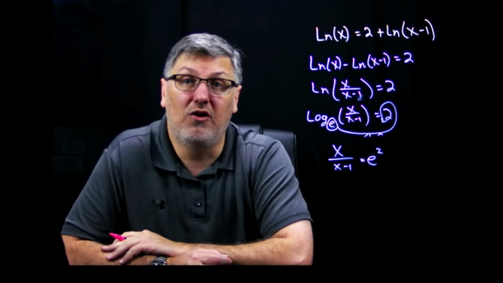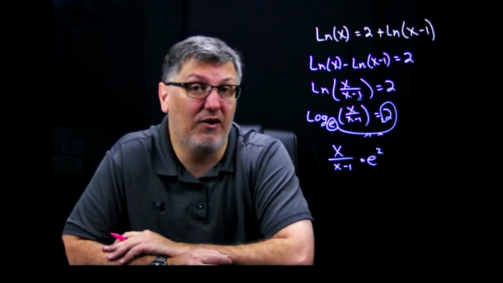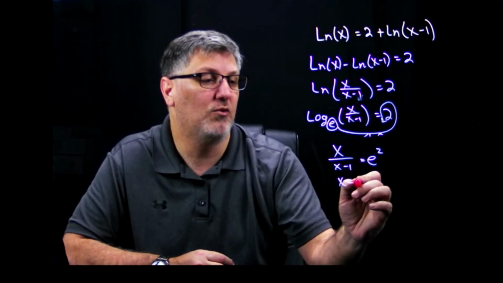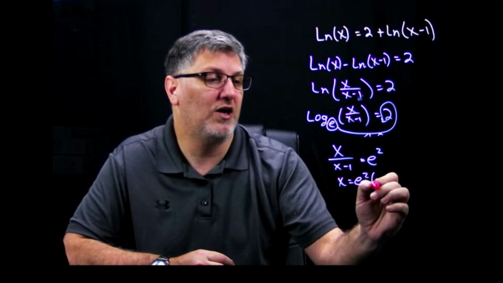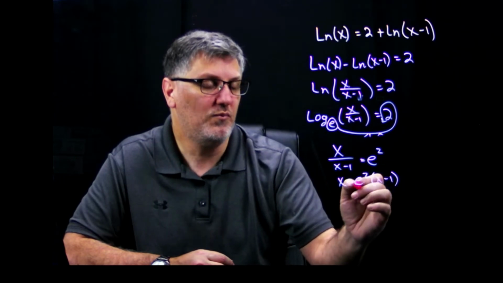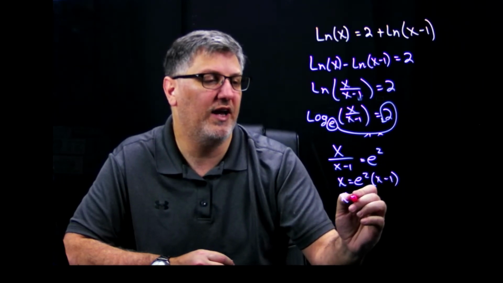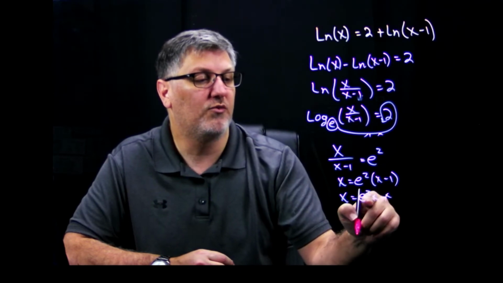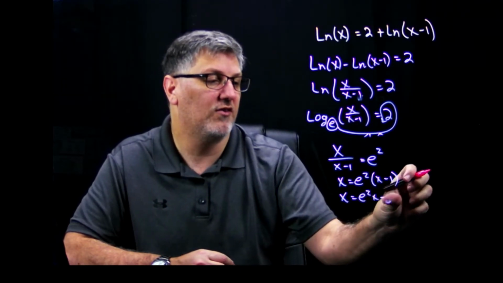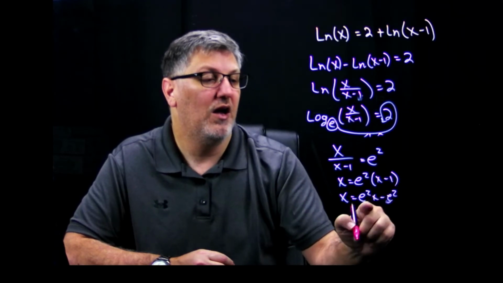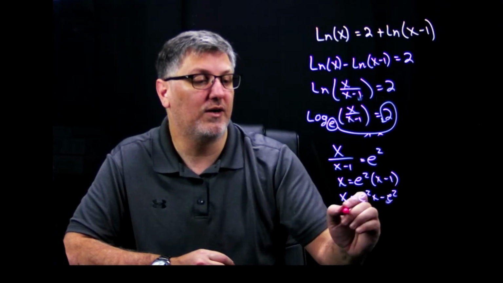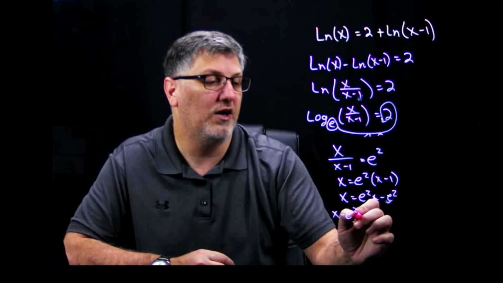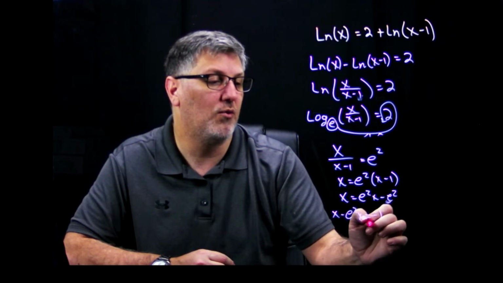And now we just need to solve. Well, it's just algebra, not terribly bad. I'm going to multiply both sides by x minus 1, and I've got x equals e squared times x minus 1. I'm going to distribute my e squared. I've got x equals e squared x minus e squared. I'm going to go ahead and subtract this and bring it over here, get all my x's on one side.